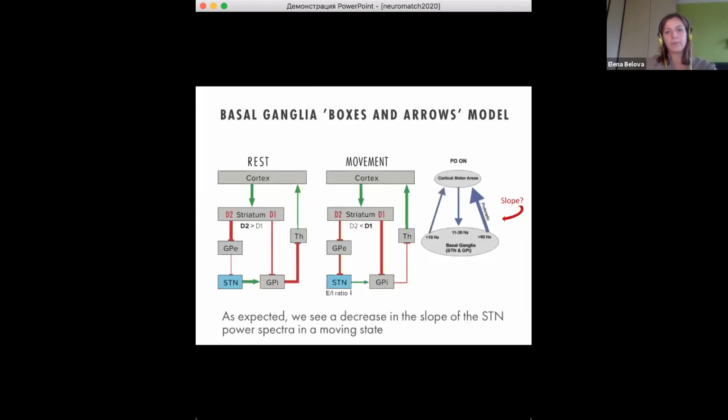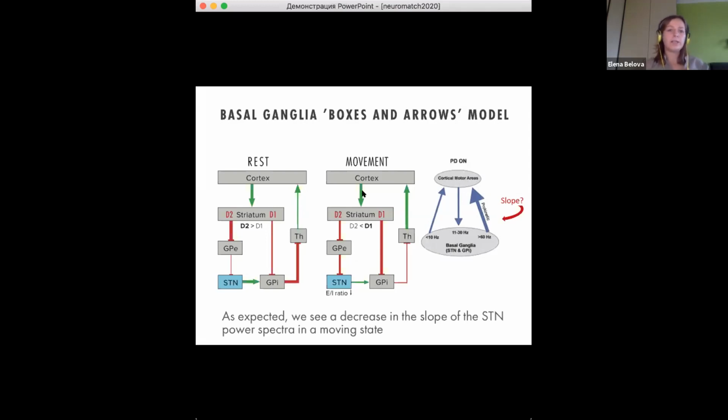So if we consider the classical boxes and arrows model here, we may state that changes in the pathways may be reflected in the movement state, and we expect increased inhibition toward the STN and corresponding decreased excitation from the STN to the internal segment of the globus pallidus. These changes when switching to the movement condition would lead to a decrease in the balance between excitation and inhibition, and decrease the slope that we observed in our study.